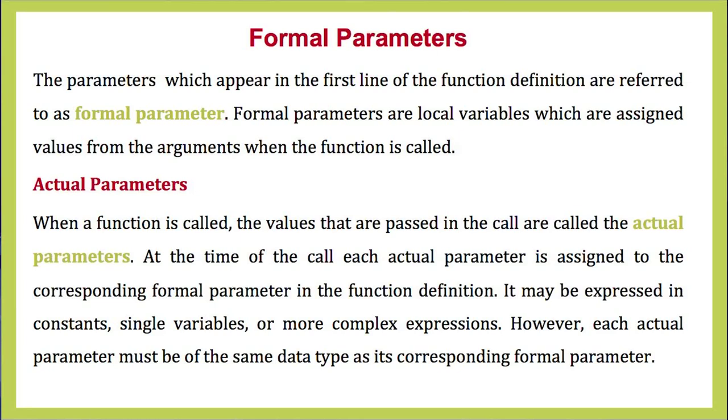Now, what is the actual parameter? When a function is called, the values that are passed in the call are called the actual parameters. At the time of the call, its actual parameter is assigned to the corresponding formal parameters in the function definition. It may be expressed in constant, single variable, or more complex expression. However, each actual parameter must be of the same data type as its corresponding formal parameters. Now, let me explain it with an example.